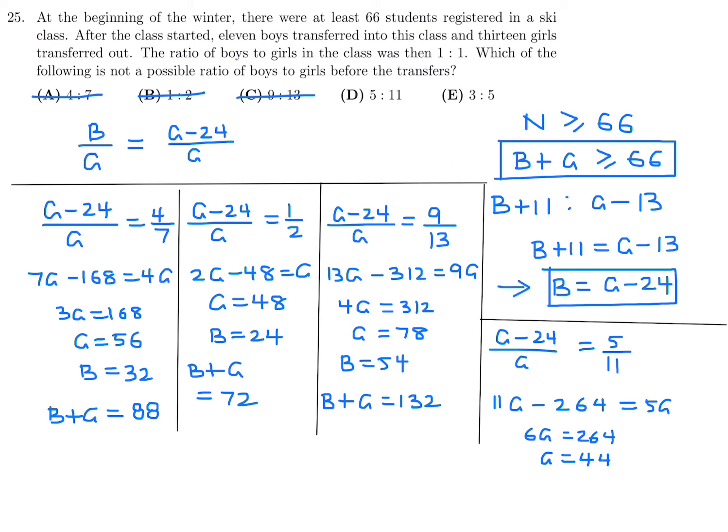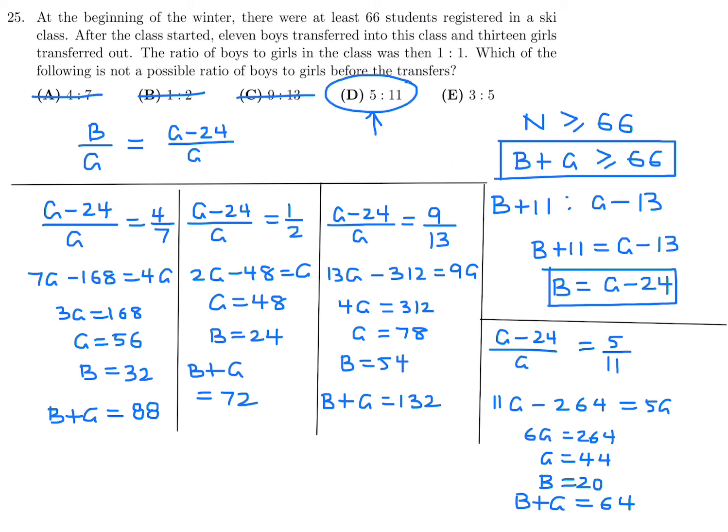Substitute it back into here, and we get B is equal to 20. Now let's do that B plus G test. B plus G would be 64. Oh ho! That does not satisfy that. So D is not possible. Okay, great. That's the correct answer.